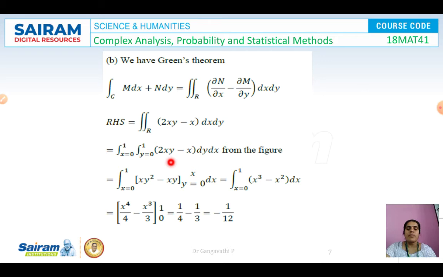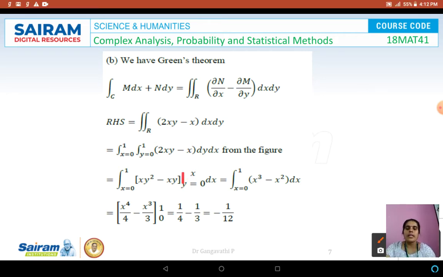Integration of 2xy with respect to y. First we are integrating with respect to y. So 2x is as it is. Integration of y is y square by 2. 2 and 2 get cancelled, so we have only x y square. And integration of x with respect to y is xy. So between the limits y varies from 0 to 1, and dx is also there as it is.